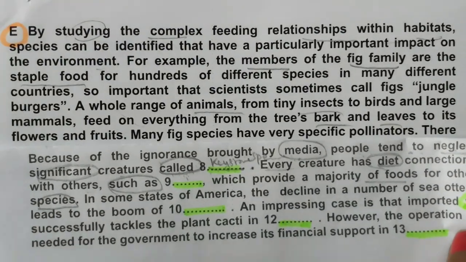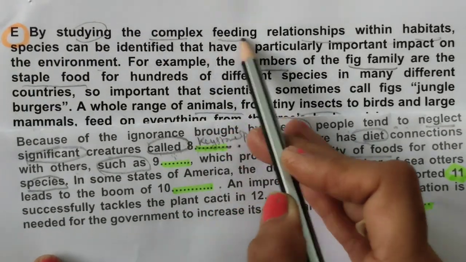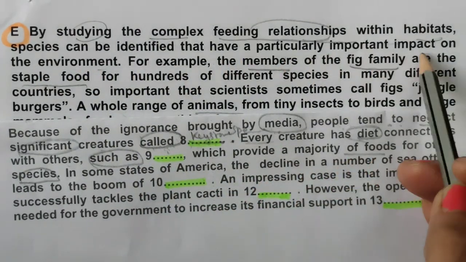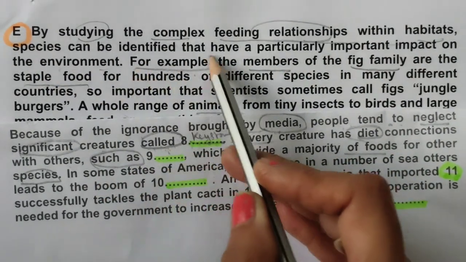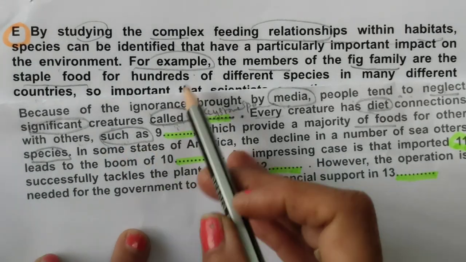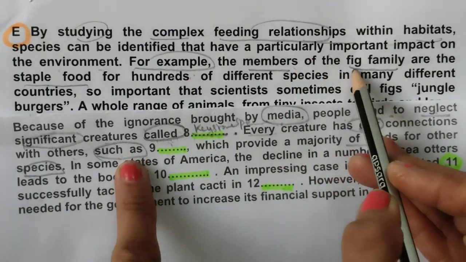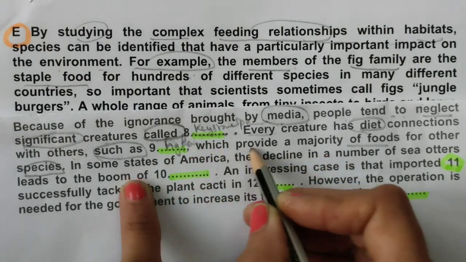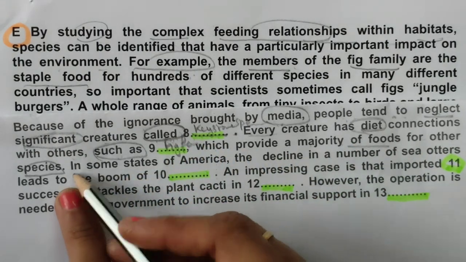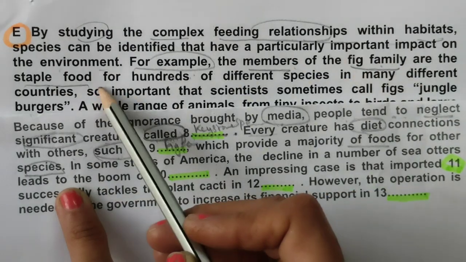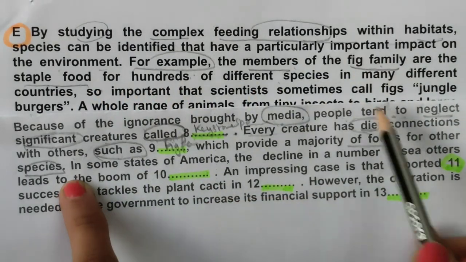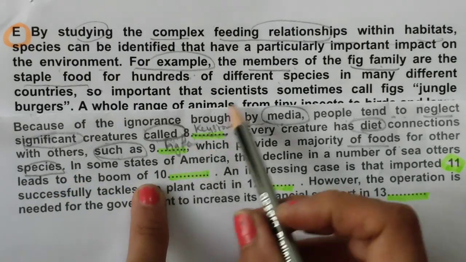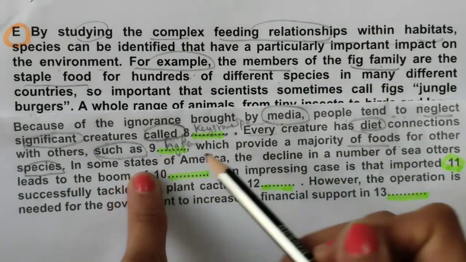See this, I have brought this. By studying the complex feeding relationships within a habitat, species can be identified that have a particularly important impact on the environment. For example, as I told you, such as, for example, the members of the fig family, which provide the majority of foods for other species. Fig family are a staple food for hundreds of different species. So the word fig family will come after such as.